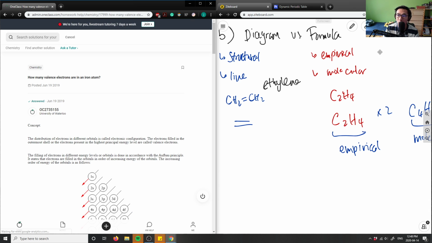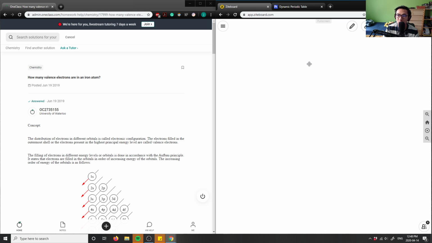Okay, we are now on number 6. It says here, how many valence electrons are in an iron atom? So, valence electrons of an iron atom. Iron is actually a very unique element.